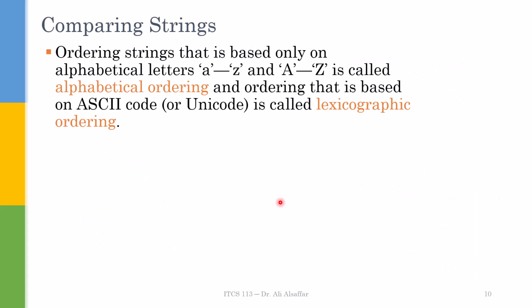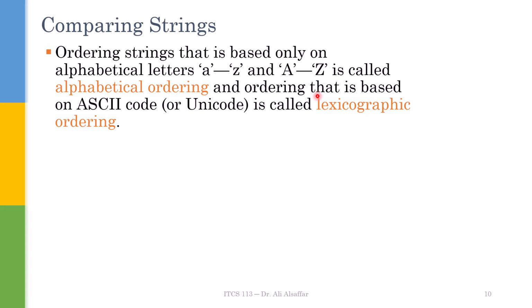So what are the orderings we have on strings? As we said before, if you are looking for a name in a telephone directory, the names are ordered in alphabetical ordering. So what is alphabetical ordering and what is the other ordering available in comparing strings? Ordering strings that is based only on the letters, small letter and capital letter, is called alphabetical ordering. And ordering that is based on ASCII code or Unicode is called lexicographic ordering.